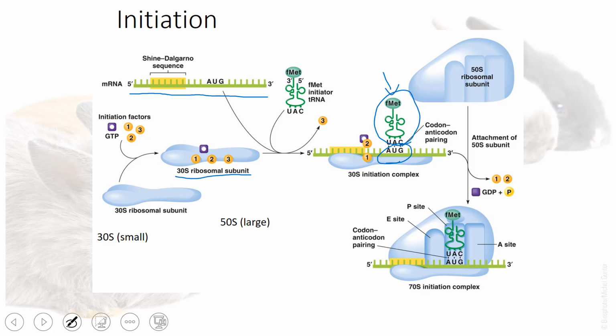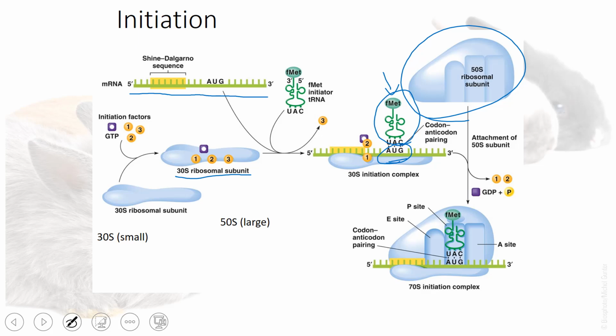Once the first tRNA binds to this start codon here, we recruit and attach the large ribosomal subunit, the 50S subunit. 2 of our initiation factors fall off. We hydrolyze that GTP, and we have now completed initiation. And now we have an open site here.